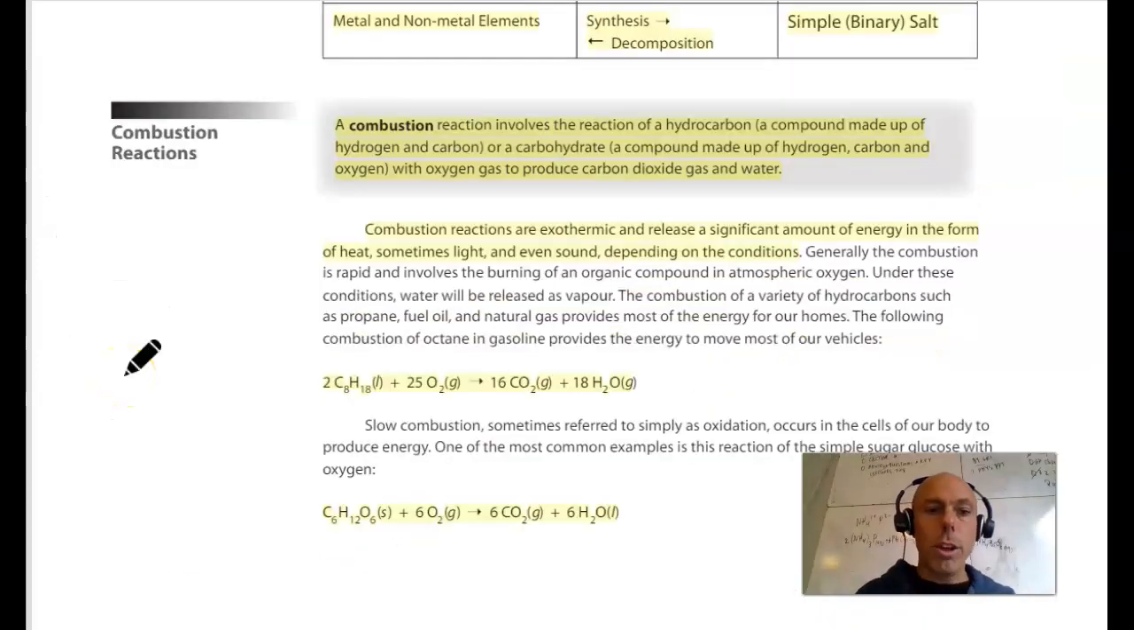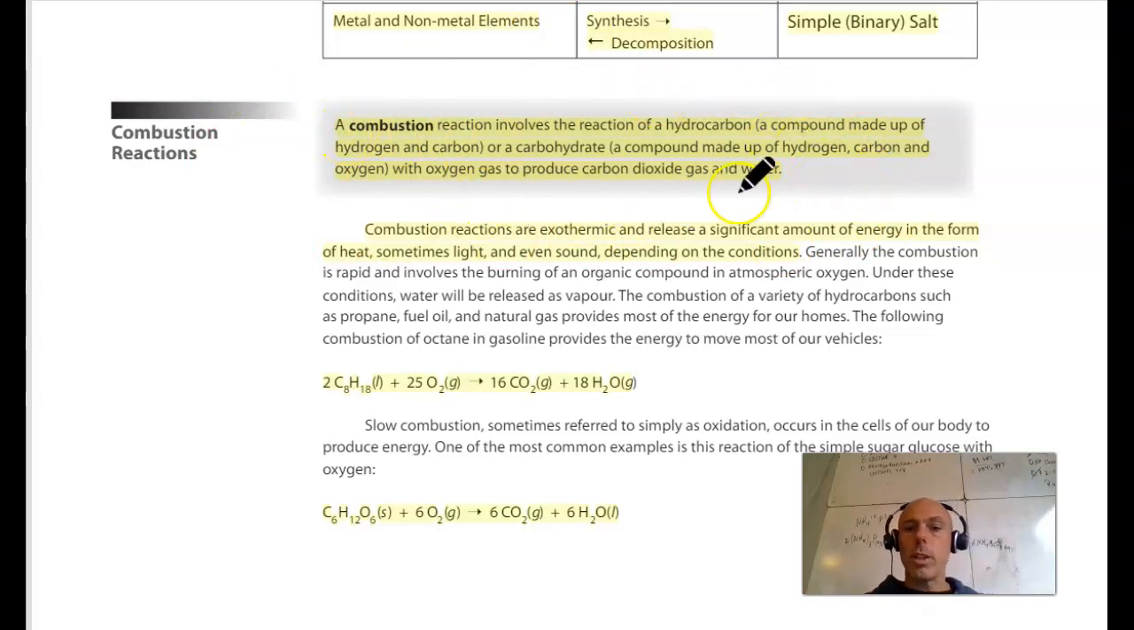We are now onto our third reaction type, combustion reactions, and this will be the last reaction type we do before the first part of this lecture is done. So a combustion reaction involves the reaction of a hydrocarbon, which we saw in the warm-up, just hydrogen and carbon in it, or a carbohydrate made of hydrogen, carbon, and oxygen, along with oxygen gas to produce carbon dioxide and water. Hydrocarbons or carbohydrates, when they react with oxygen, always produce carbon dioxide and water. That's a really important biologic reaction as well.